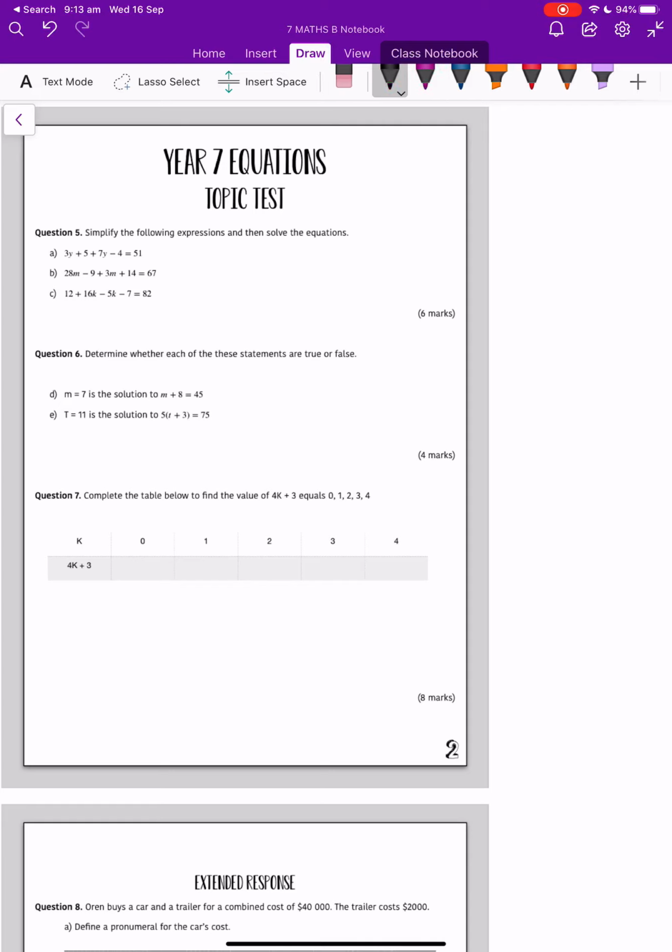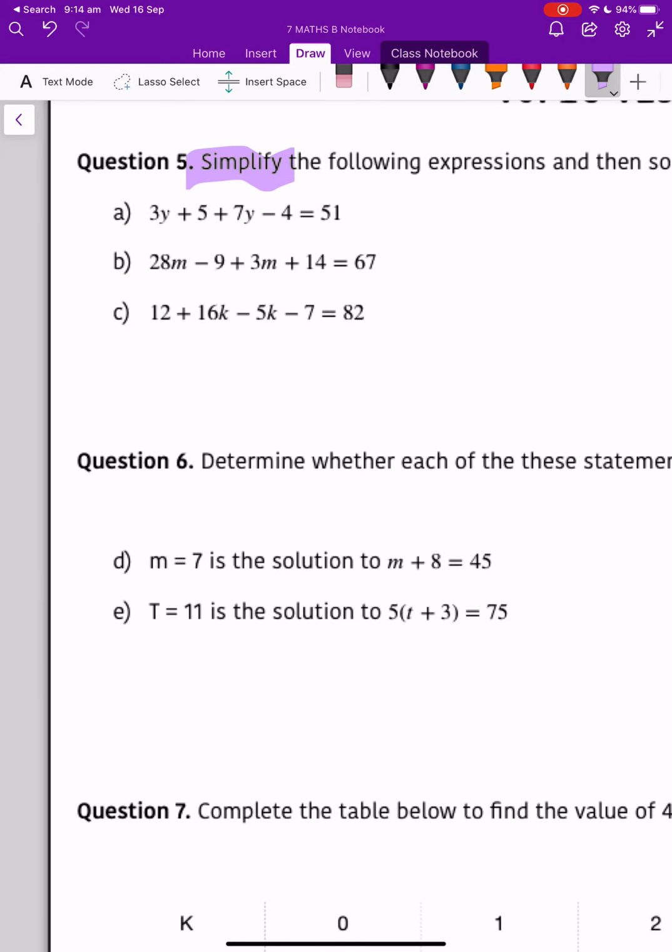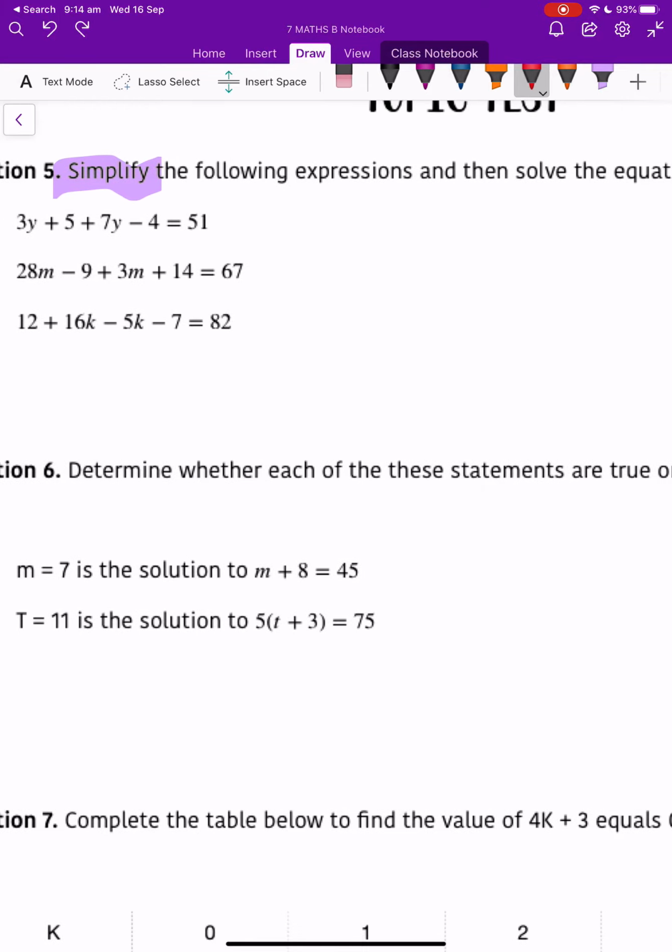Now, question 5 says simplify the following expressions and solve the equation. So what it's saying is the expression is here, and it wants you to simplify them. So basically you're gathering the like terms and then you're going to solve it. So let's do this together.